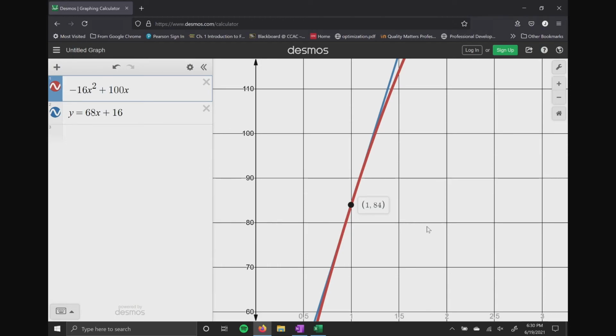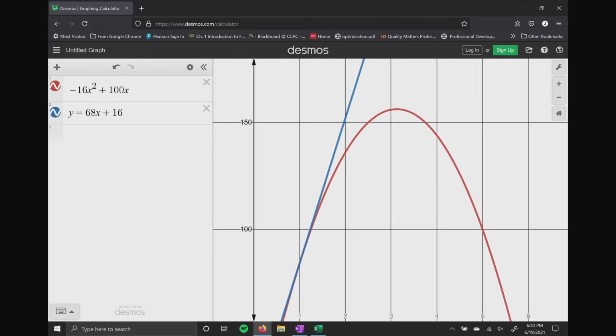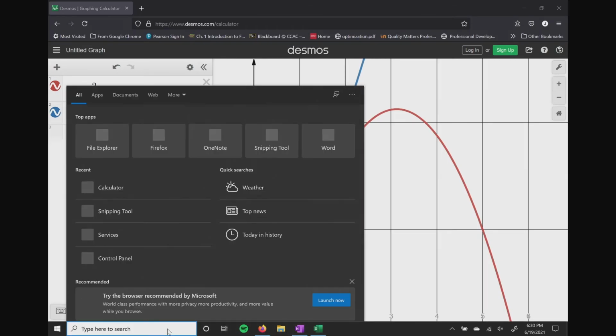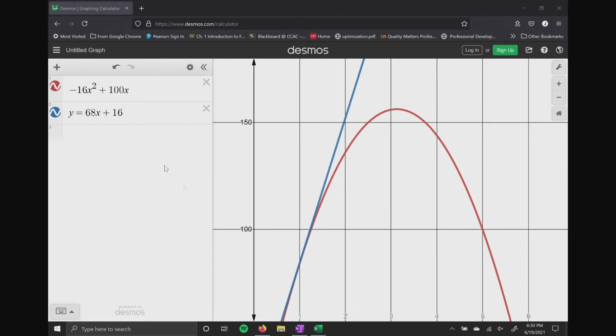Now, if I zoom out here, you're going to see what happens. If you think about all the little tangent lines, let me copy this into our notes. So I just want to drive this point home.